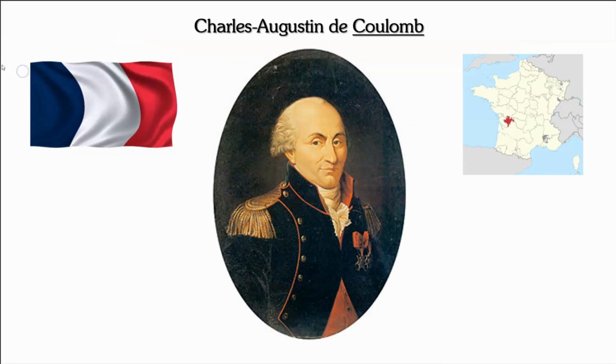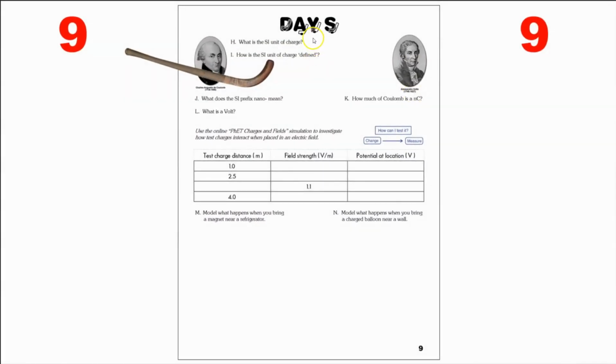Scientists who spent a fair amount of time investigating the interaction of charges, such as electrons interacting with other electrons, electrons interacting with protons, is the individual from France, Charles-Augustin de Coulomb. So the SI unit of charge is the Coulomb, and the symbol is a capital C. So up here you have capital C for a Coulomb.